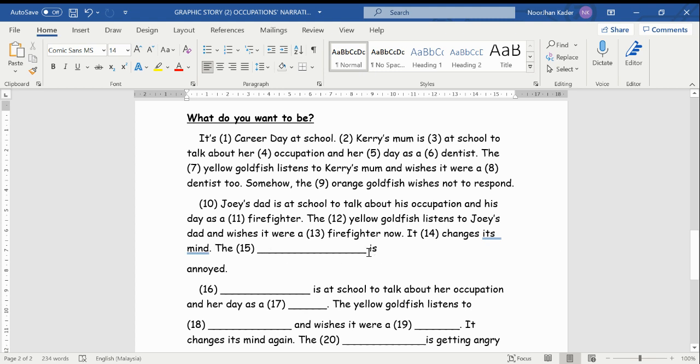Firstly, the orange goldfish. Because we're talking about the characters and what's happening, we're not talking about the content in the speech bubble. So the orange goldfish, annoyed.